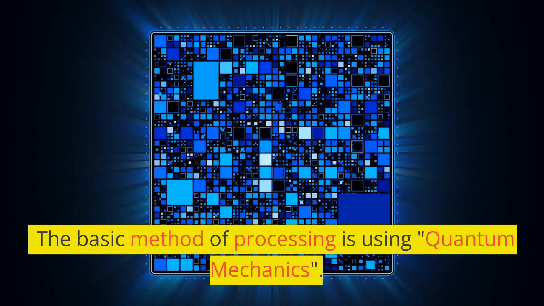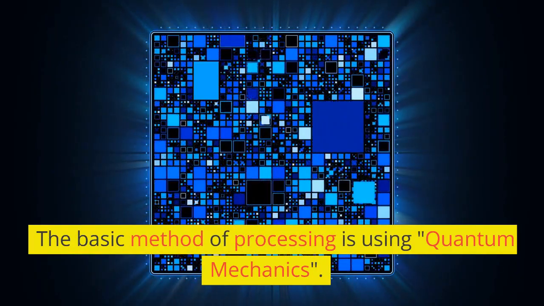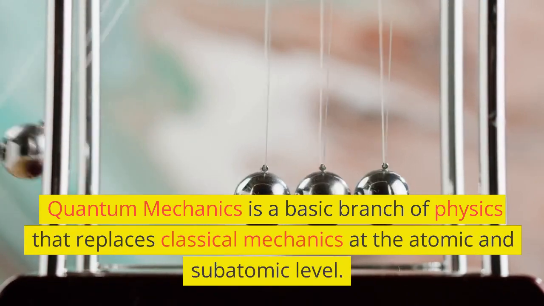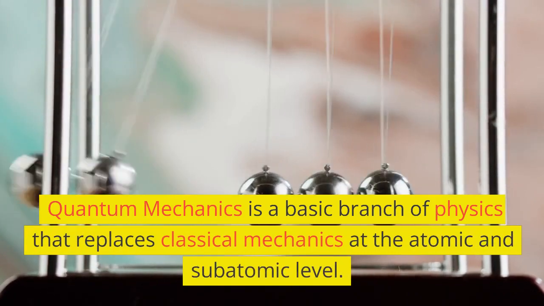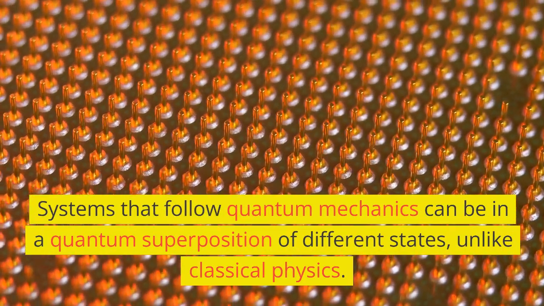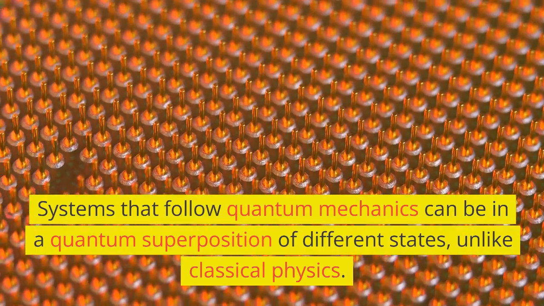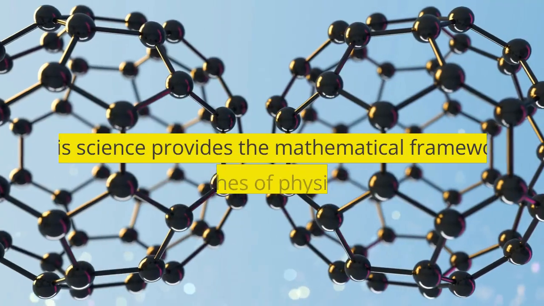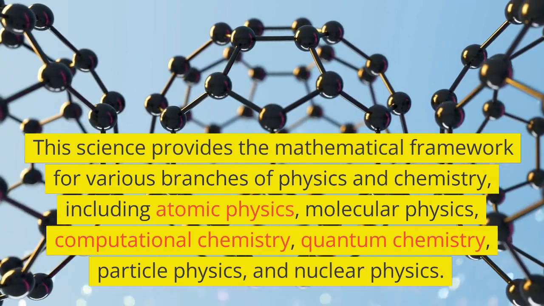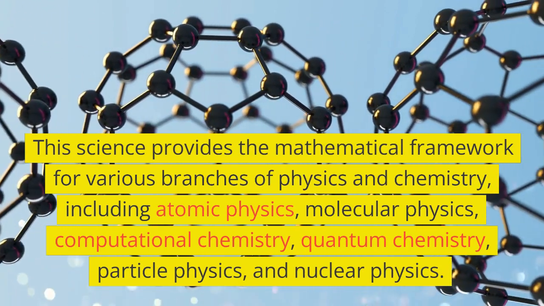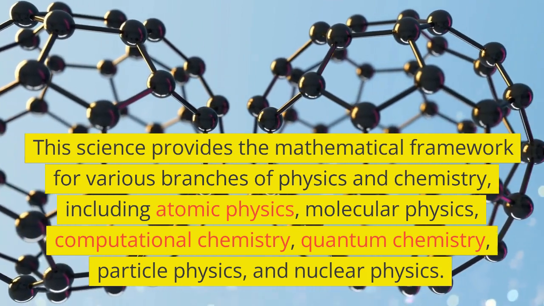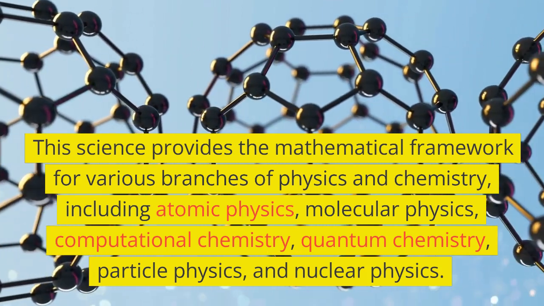The basic method of processing is using quantum mechanics. Quantum mechanics is a basic branch of physics that replaces classical mechanics at the atomic and subatomic level. Systems that follow quantum mechanics can be in a quantum superposition of different states, unlike classical physics. This science provides the mathematical framework for various branches of physics and chemistry, including atomic physics, molecular physics, computational chemistry, quantum chemistry, particle physics, and nuclear physics.